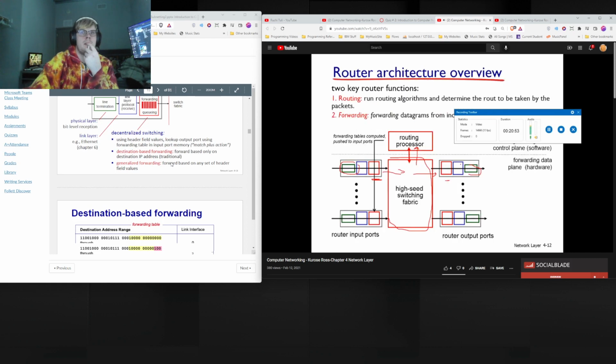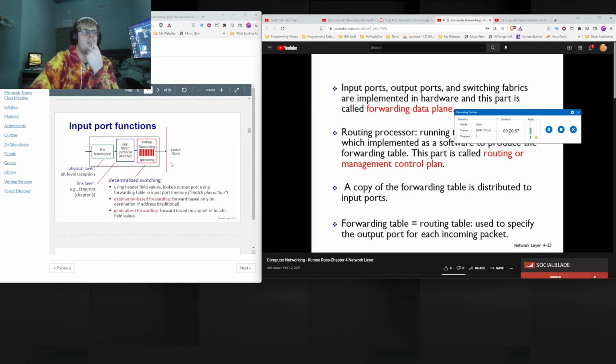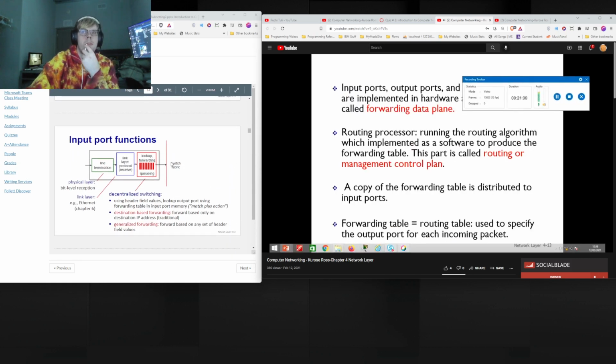Okay, so let's talk about routing processor first, as given over here. Routing processor, as we know, processor.